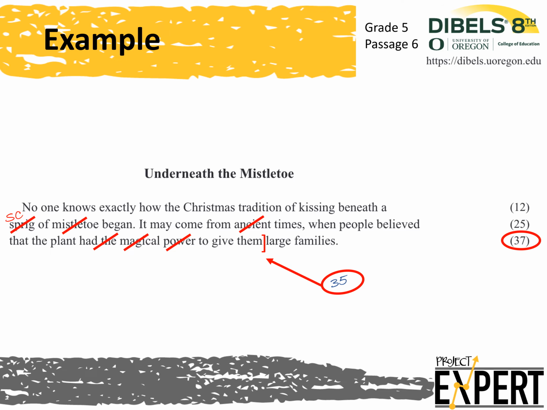Next, we add up the number of errors. In this case, I made 5 errors. Remember that we do not count self-corrections or insertions as errors. 35 words minus 5 errors leaves us with 30 words read correctly.